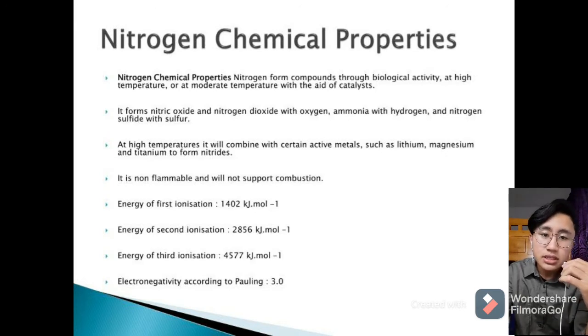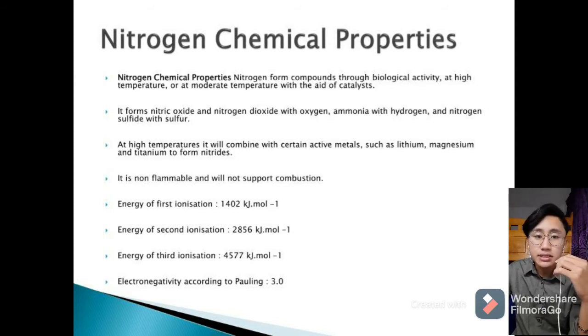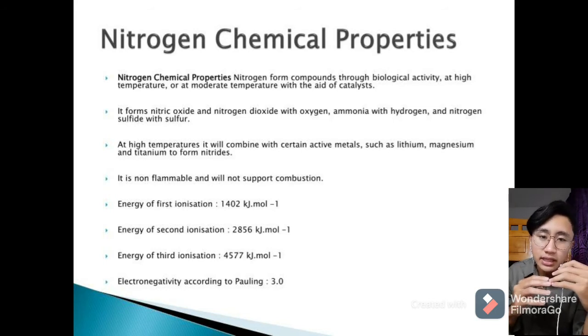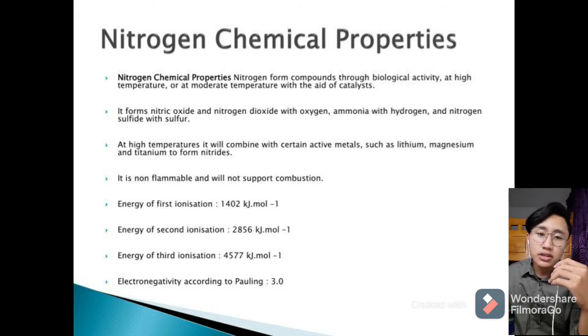Next are nitrogen's chemical properties. Nitrogen forms compounds through biological activity, at high temperature, or at moderate temperature with the aid of catalysts. It forms nitric oxide and nitrogen dioxide with oxygen, ammonia with hydrogen, and nitrogen sulfide with sulfur. At high temperatures, it will combine with certain active metals such as lithium, magnesium, and titanium to form nitrides. It is non-flammable and will not support combustion.